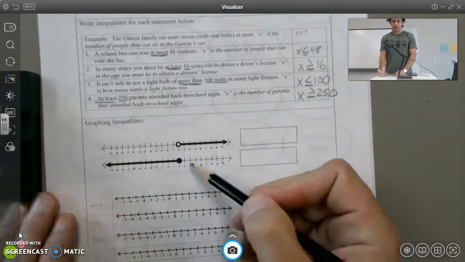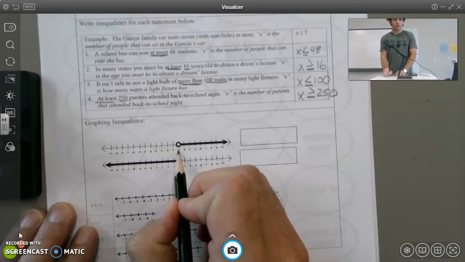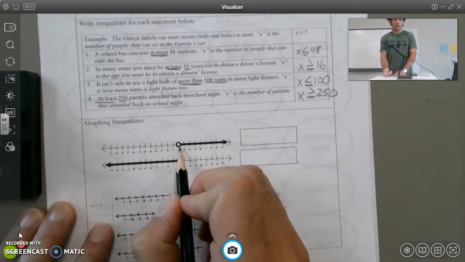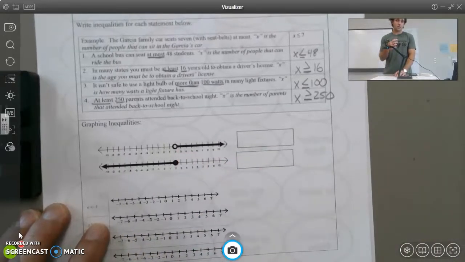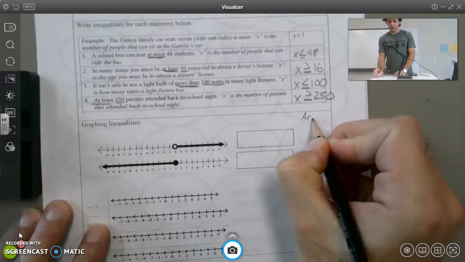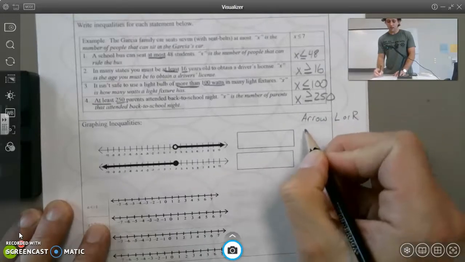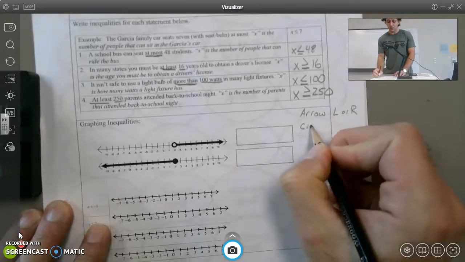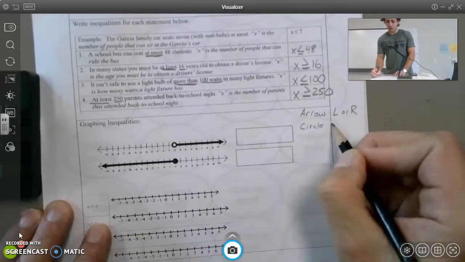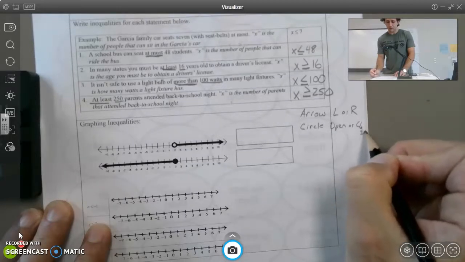Now let's take a look at graphing. If we look here at graphs, an open circle means that the value is not included. Anytime we graph inequalities, we've got four separate ways that we could graph them, but there's two key things we want to focus on. Is the arrow going left or right? And is the circle open or closed? That's what we're looking at.